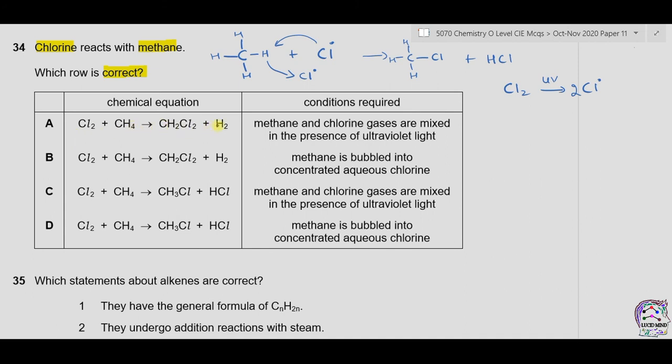In A, they have given the chemical reaction and hydrogen is produced, which is incorrect. In B, again the chemical reaction is given and hydrogen is formed, which is incorrect. In C, HCl is formed. In D, HCl is formed. And also we can see that CH3Cl is being produced. As this is CH3Cl, so C and D could be correct. Let's move towards the conditions. Methane and chlorine gases are mixed in the presence of UV light. This is correct. Methane is bubbled into concentrated aqueous chlorine. Now this condition is incorrect. The answer is therefore C.